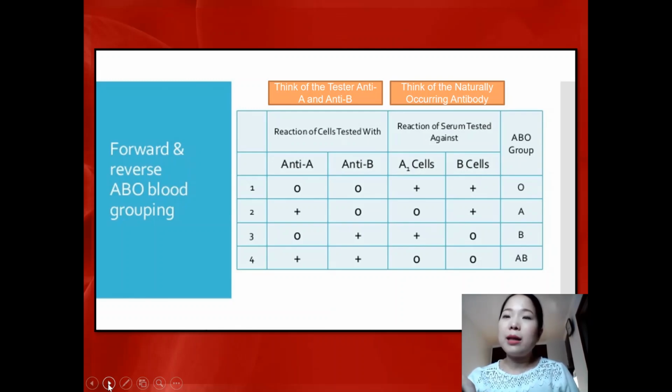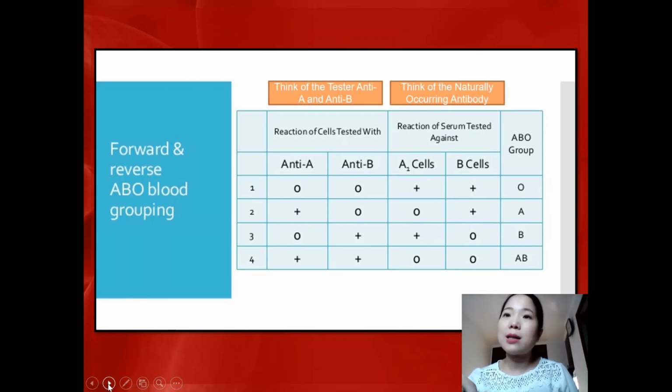For the third blood, or the third plasma or serum, you have an agglutination here with your RBC A, your known A blood type. So it means that you have an antibody A, but you do not have an antibody B. So which blood type has an antibody A in its plasma? That would be your blood type B.